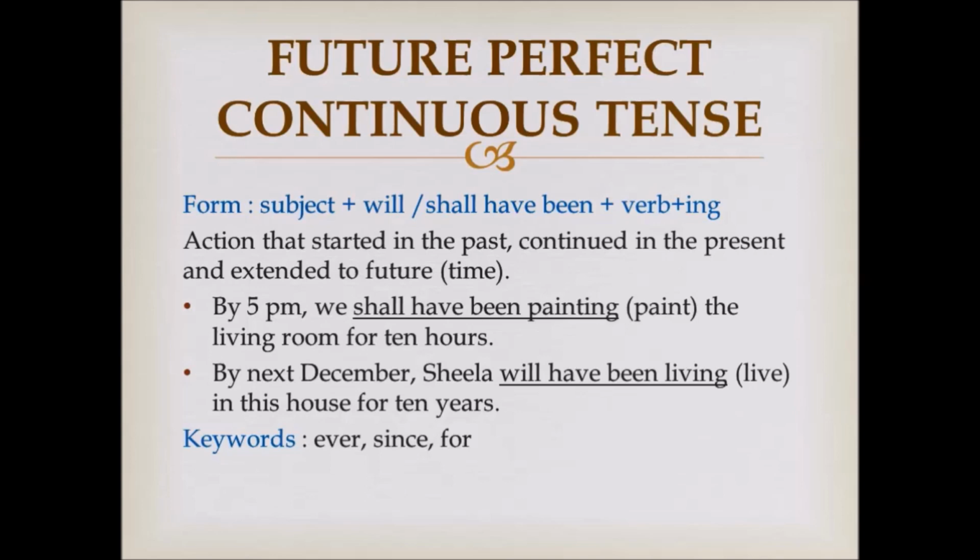Action that started in the past, continued in the present, and extended to future. So some action that has already started in the past and is continuing at present and even extending in the future also, and it should indicate the point of time. For example, by 5 p.m. we shall have been painting the living room for 10 hours.